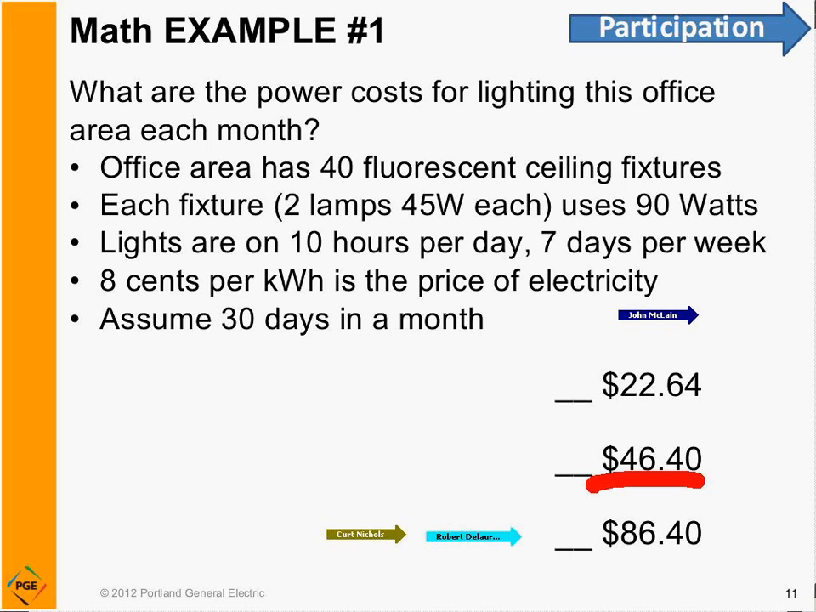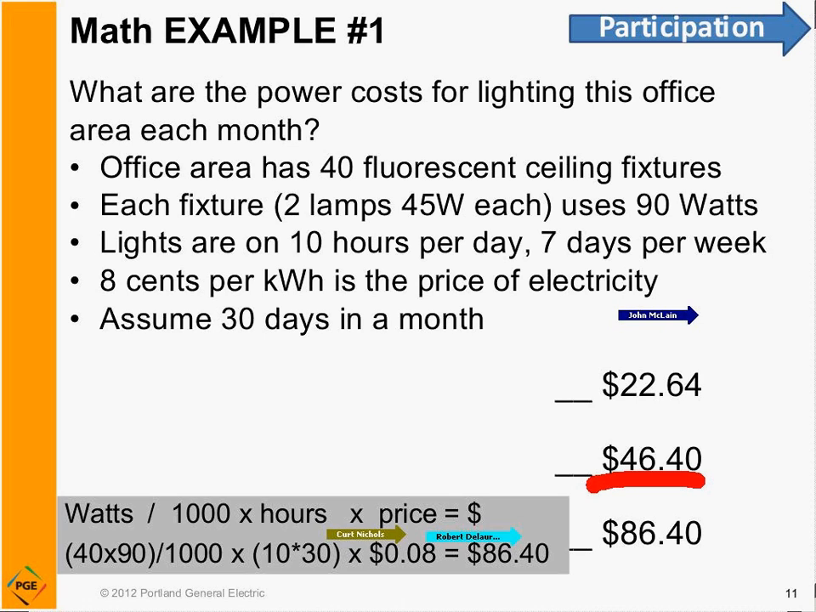So we have some answers. Looks like we have a couple choices here. Let me show you the math that I did. Watts divided by 1,000 times hours times the price. In this case, 40 times 90. I had 40 fixtures at 90 watts, divided by 1,000 times 300 hours. That's 10 hours a day for 30 days, times 8 cents. I get $86.40 for example number 1.